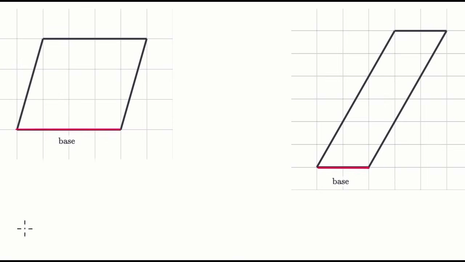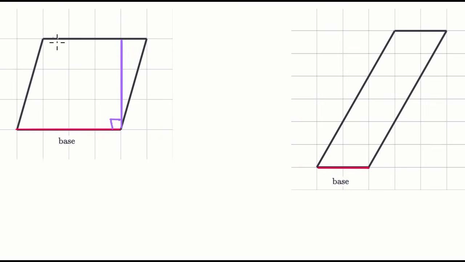So the height of a parallelogram is going to be perpendicular to the base. What does that mean? That means a right angle or a 90-degree angle. So for example, if that's the base, if I have a right angle to this base is straight horizontal, so a right angle to that would be directly vertical. And we're essentially going from this base to the top of the parallelogram.